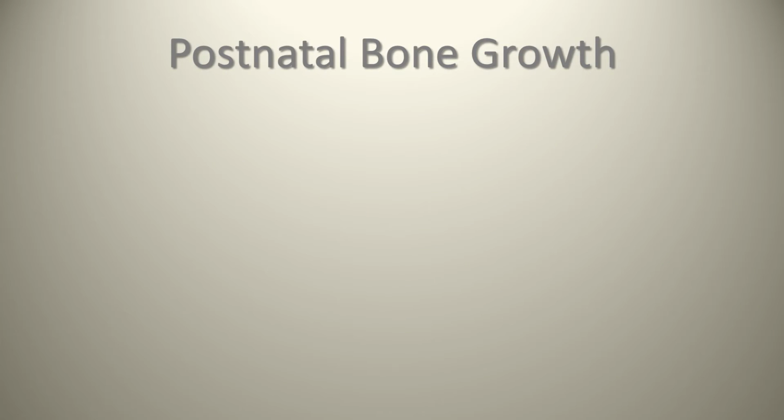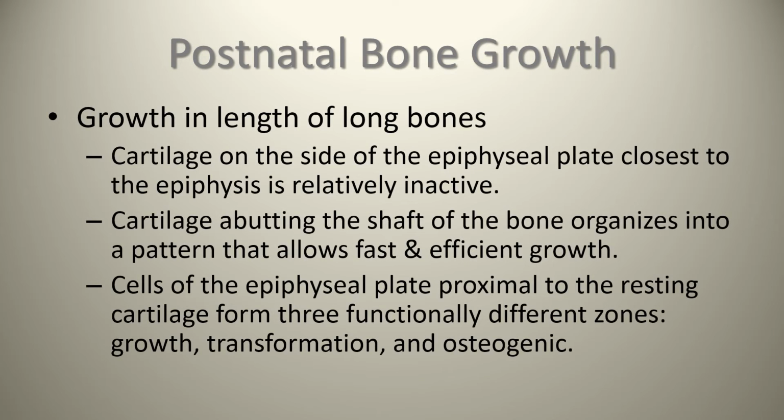Postnatally, we get growth in the length of bone. So cartilage on the side of the epiphyseal plate closest to the epiphysis is relatively inactive. Cartilage abutting the shaft of the bones organizes into a pattern that allows fast and efficient growth. Cells of the epiphyseal plate proximal to the resting cartilage form 3 functionally different zones: the zone of growth, transformation, and osteogenic.